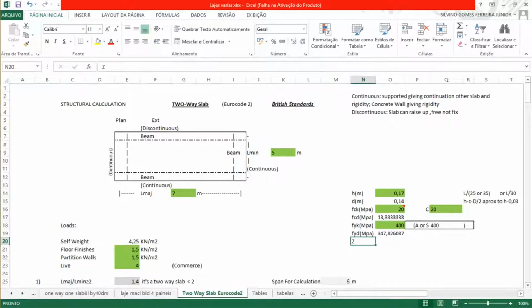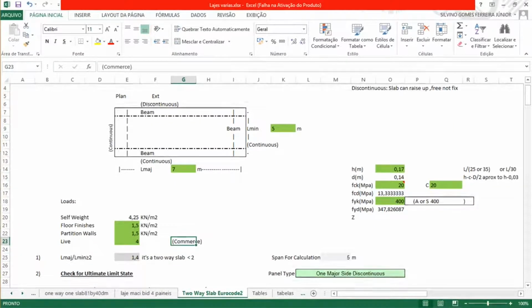So as loads we have the self-weight, that is the total depth 0.17 multiplied by the density of the reinforced concrete, which I consider 25, which gives 4.25. For floor finish we use 1.5 kilonewton per square meter. For partition wall, let's consider 1.5, and a live load of 4, since I'm considering it's a commercial shop where the slab will be.